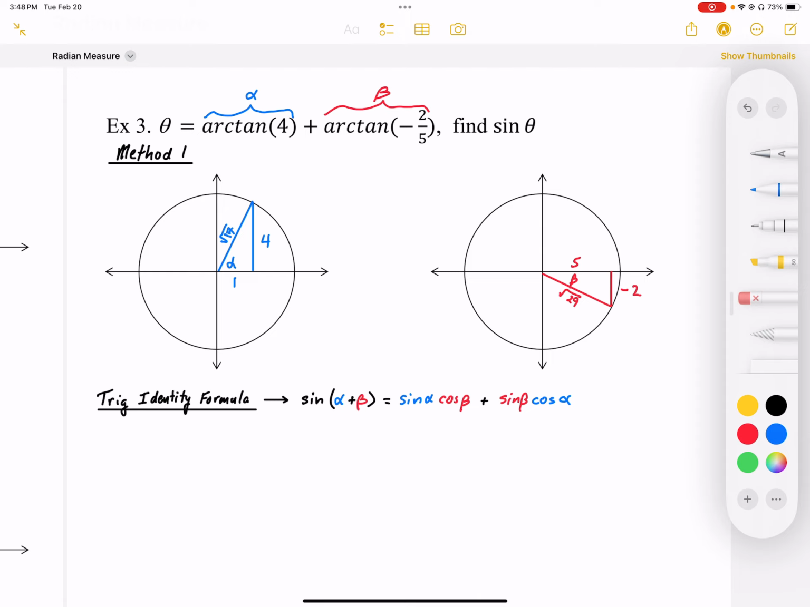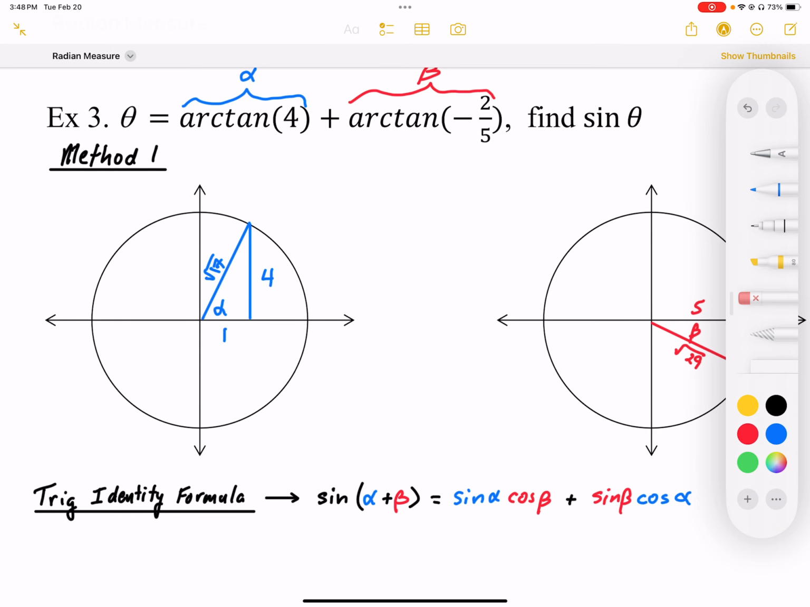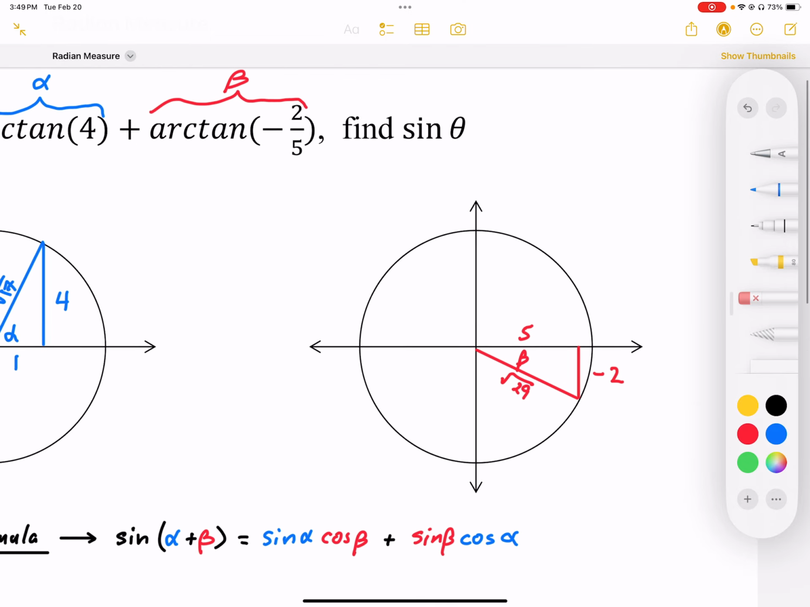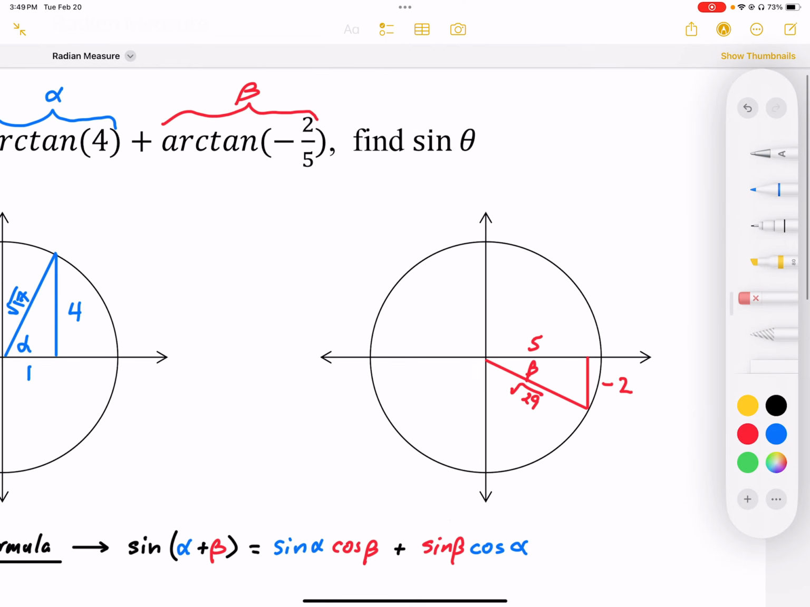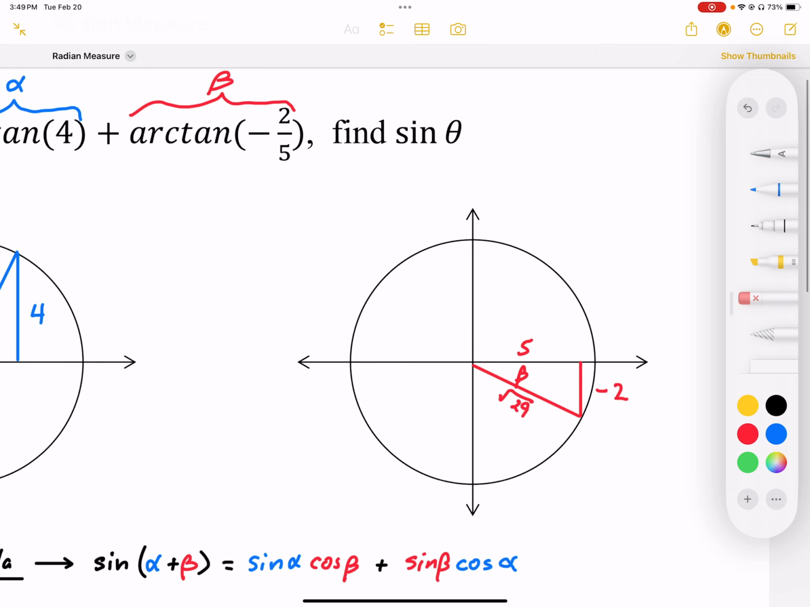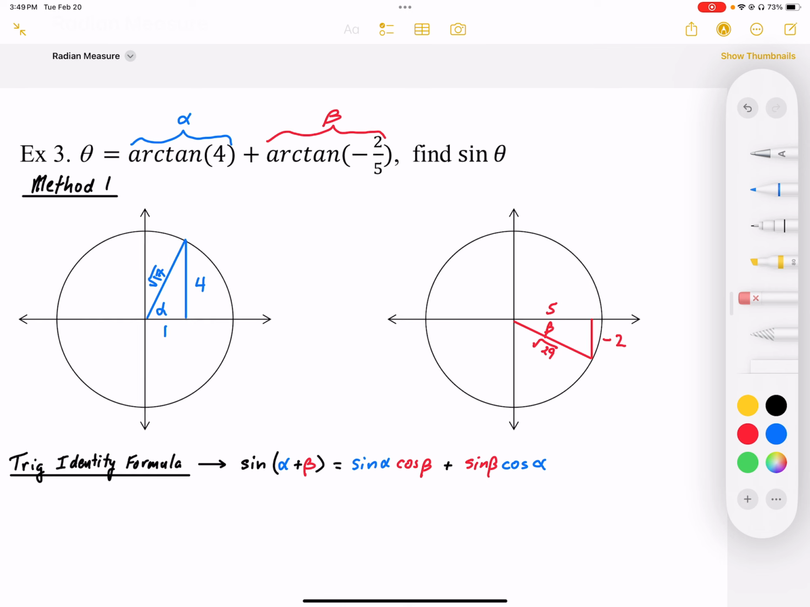And we can draw triangles for alpha and beta separately. So that's what we've done here. So angle alpha, or arctan 4, I've shown as a slope of 4. So 4 over 1 is my rise over run. And then my hypotenuse works out to be root 17. And then we've done the same for arctan negative 2 over 5, which we're going to call beta. So angle beta is in quadrant 4, and it has a slope of negative 2 over 5. And using the Pythagorean theorem, we get root 29.